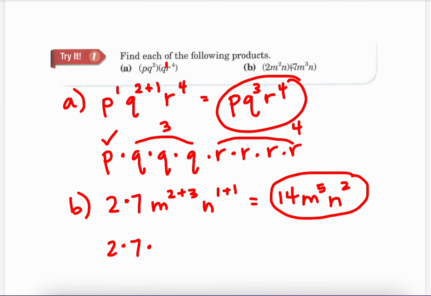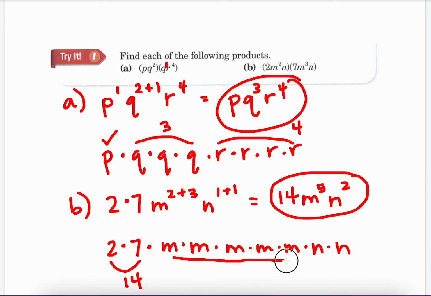2 times 7, I'm going to group together my coefficients. Then I'm going to put my m's together. I have 2 m's from the first term. I have 3 m's from my second term. 1, 2, 3. And then I have 2 more n's, 1 from each term. Okay, 2 times 7 is indeed 14. I have, how many m's? 1, 2, 3, 4, 5. 5 m's. And I have 2 n's. Okay, so did our shortcut work? Yes. So use whichever one you feel more comfortable with, but they both should get you the same answer.